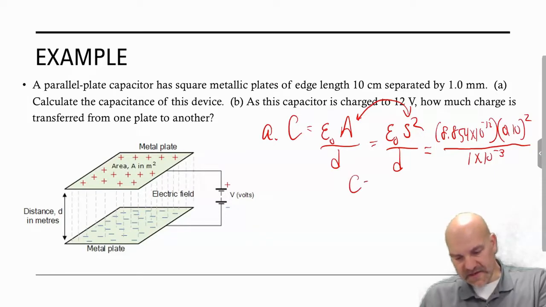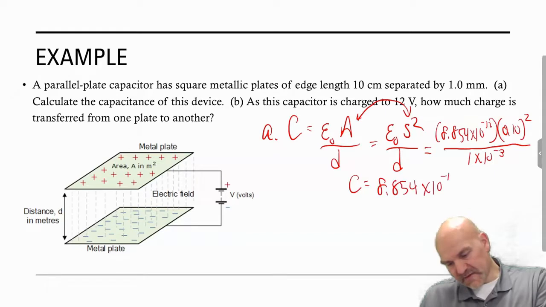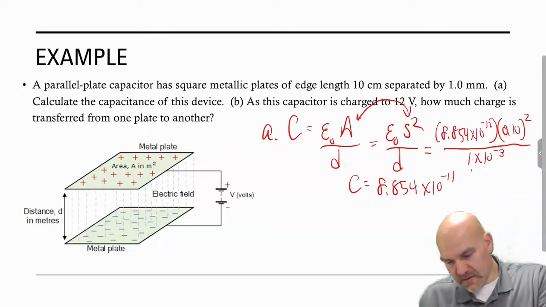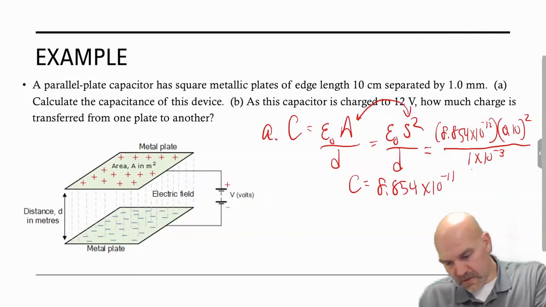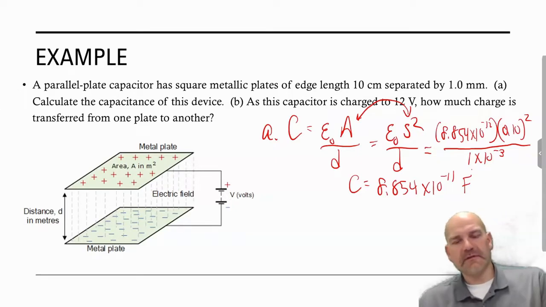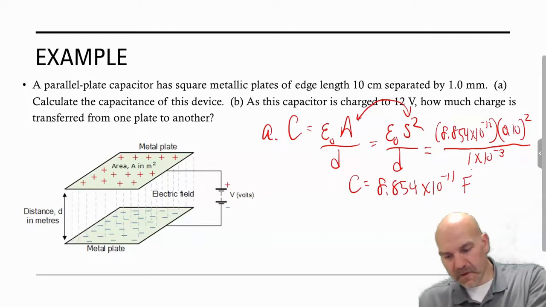And so that's going to tell us it has a capacitance of 8.854 times 10 to the negative 11th farads. Sometimes you'll see this written as picofarads, right? So you would divide this by 10 to the negative 12th, and it'll tell you how many picofarads there are.